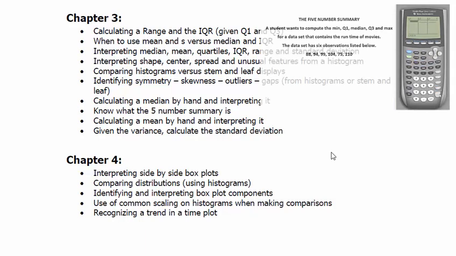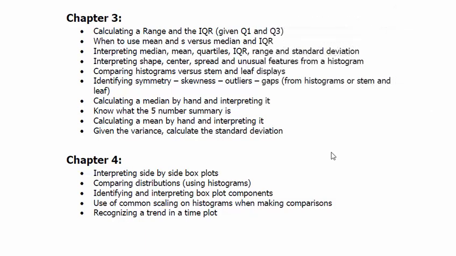Calculating the mean by hand and interpreting it. The mean is just averaging all the values together. So you add them all up and divide by how many you added together. Interpreting it is just the average value in the distribution of blank. Make sure to put it in context and just be careful. Don't make a calculation error.